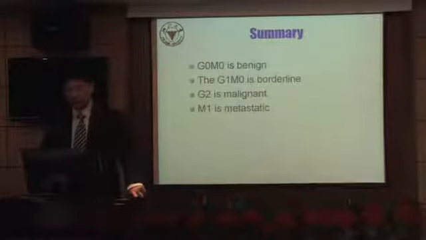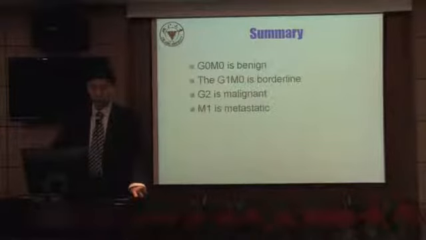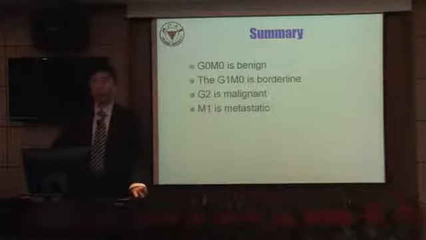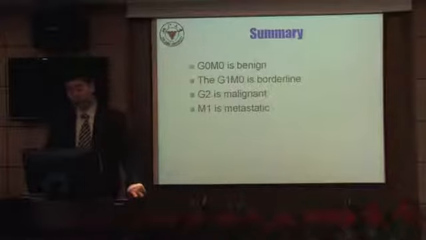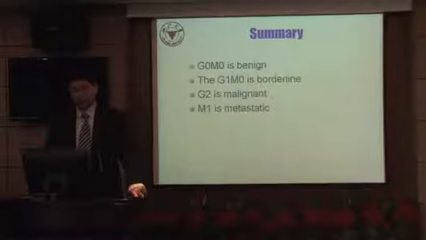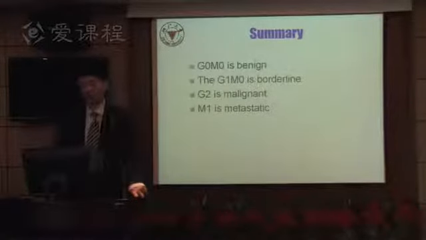In this system, we should know that G0, M0 means a benign tumor. G1, M0 is borderline. And if we get a tumor classified as G2, that means the tumor is malignant, and M1 is a metastatic one.